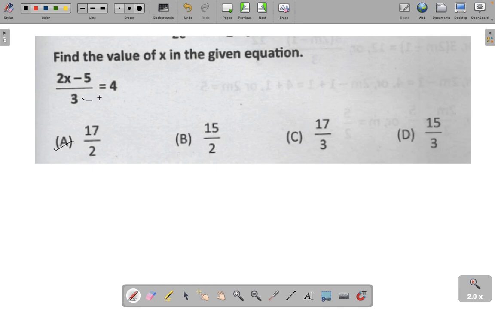So what do we do here? We do cross multiplication, right? So 4 becomes 12 and we have 2x minus 5 is equal to 12. And then we take this to the right hand side. So minus 5 will become plus 5. So 2x is equal to 17, or x is equal to 17 upon 2.